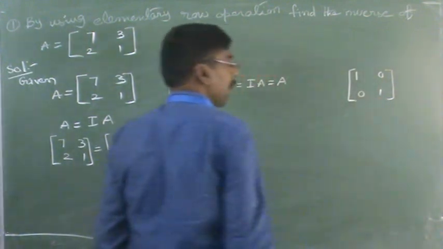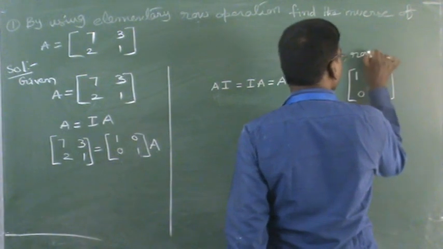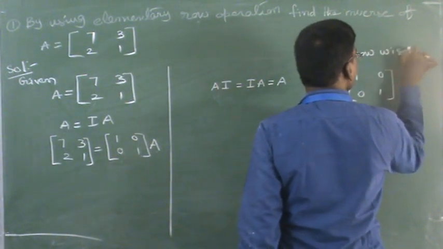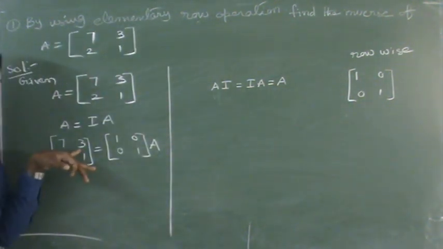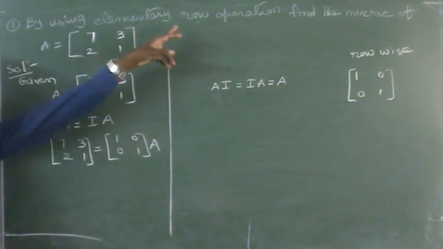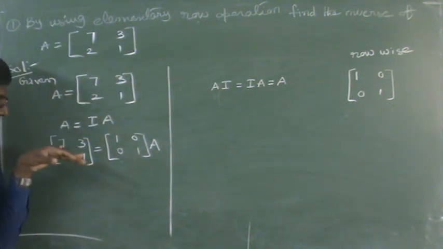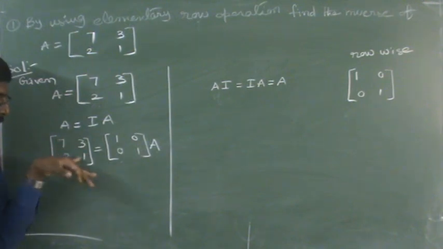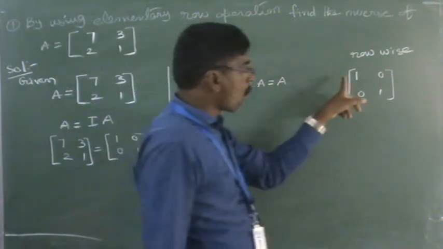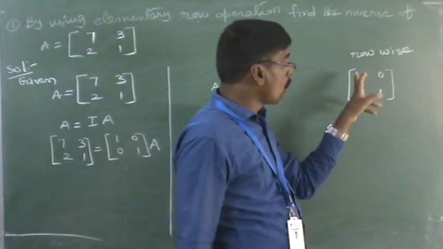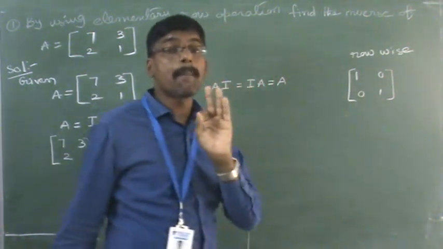Very clear information, listen, this you need to remember. This is a row-wise operation. In the case of row-wise operation, by using elementary transformation, the elements 7, 3, 2, 1 we should convert to 1, 0, 0, 1. To convert it to 1, 0, 0, 1, we have to use the proper steps.